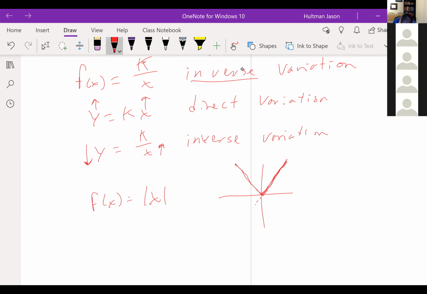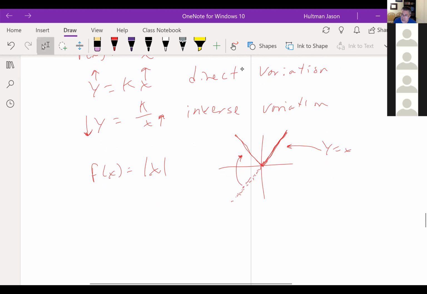but instead of the line going like this, which is what would be y equals x, what are we not allowing? We're not allowing any negatives as our outputs. We're saying that all of these negatives get turned into positives. And so we can actually write this as a piecewise function.